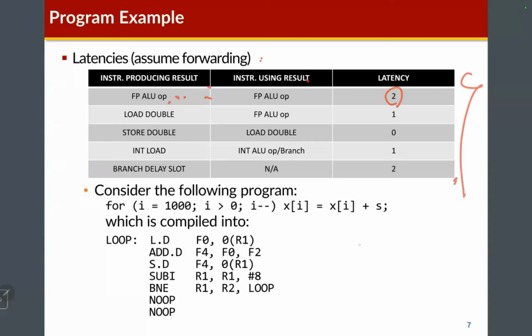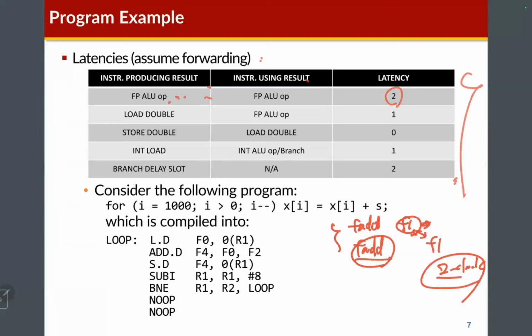So if this is an fadd, the floating point add, and this is another fadd, like so, f1, then f1, we can find the data dependence between these two floating point adds. In order to use the result of the first floating point add, the second floating point add needs to wait 2 clocks. Okay, and it's obvious, right? But what's the better?